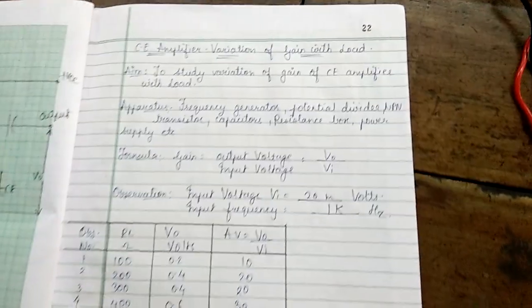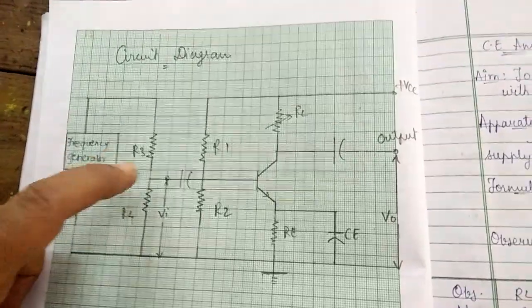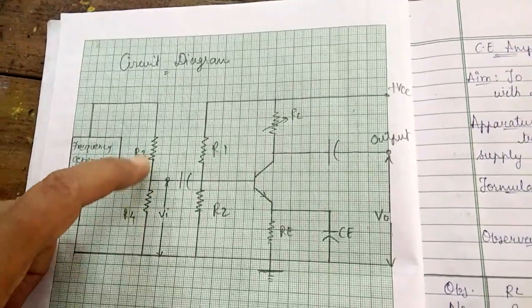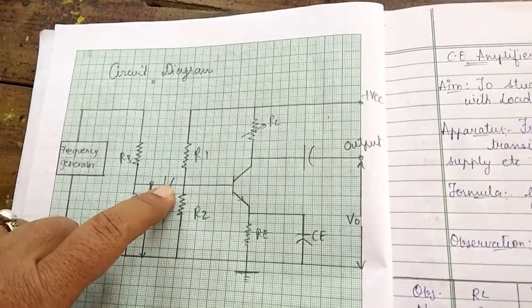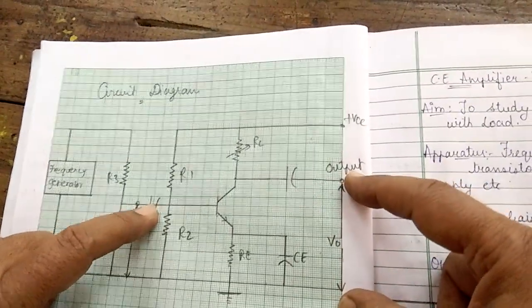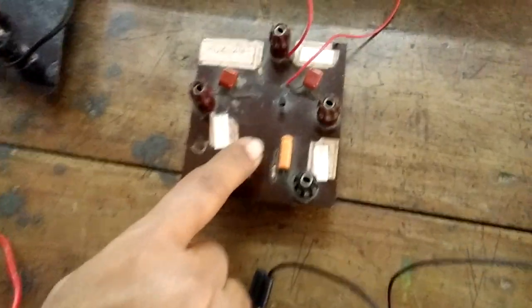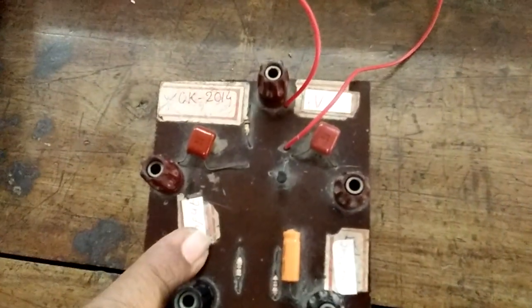This is the circuit diagram. From the frequency generator to this voltage divider network, we have to connect the input to the base capacitor and record the output between these two terminals. This is the circuit for gain with load.